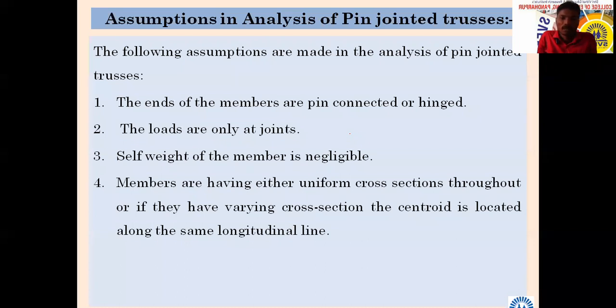Then members are having either uniform cross section throughout, or if they are having varying cross section, the centroid is located along the same longitudinal line. Forget about the second line. Here what we are going to assume? Members are having uniform cross section throughout. एकतर त्यांचा क्रॉस सेक्शन हा युनिफॉर्मच असला पाहिजे, आपण असंच मानणार आहोत. Unless and until mentioned, मेन्शनच केलं नसेल तर we are going to assume their cross section is uniform. These are the 4 assumptions while solving the problems on pin joint trusses.